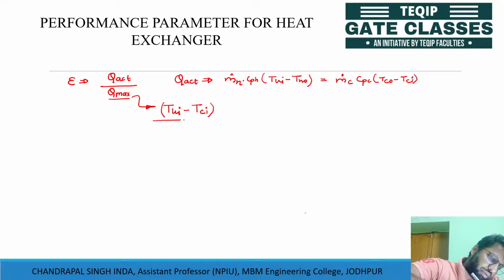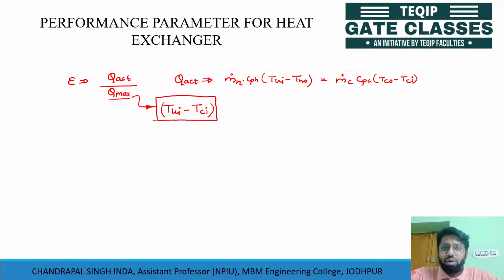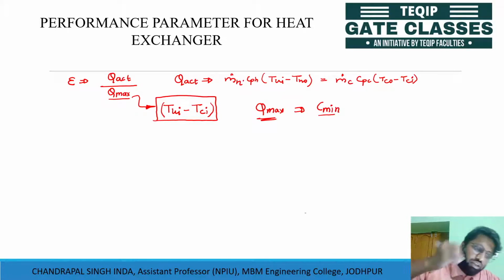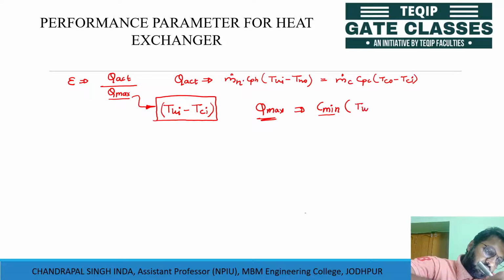So this is the maximum temperature difference available in the heat exchanger, and we know that if a fluid has a minimum heat storage capacity, in that case the fluid will undergo the maximum temperature difference. So this Qmax can be achieved when the heat storage capacity of the fluid is minimum and the temperature difference is maximum. So the Qmax is this.